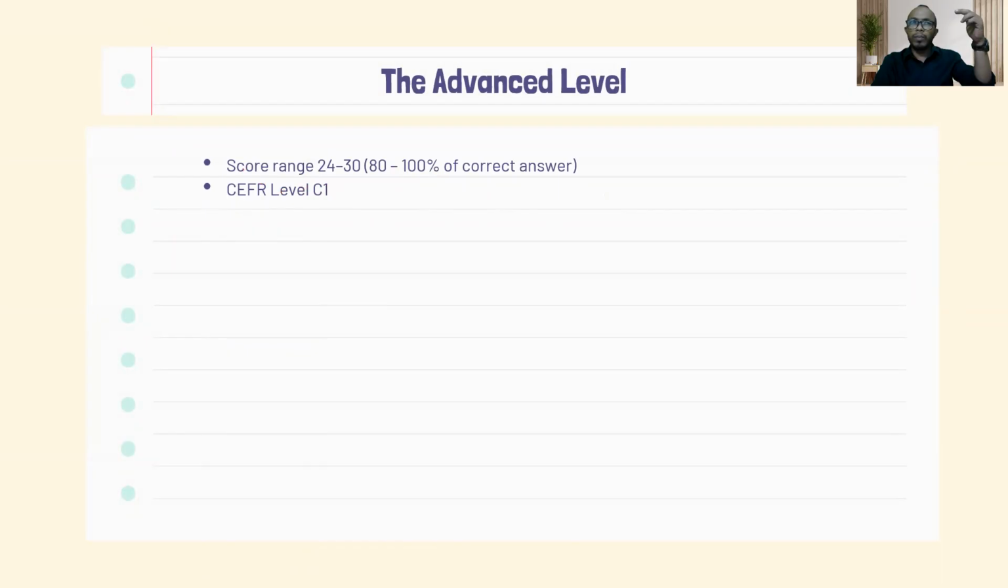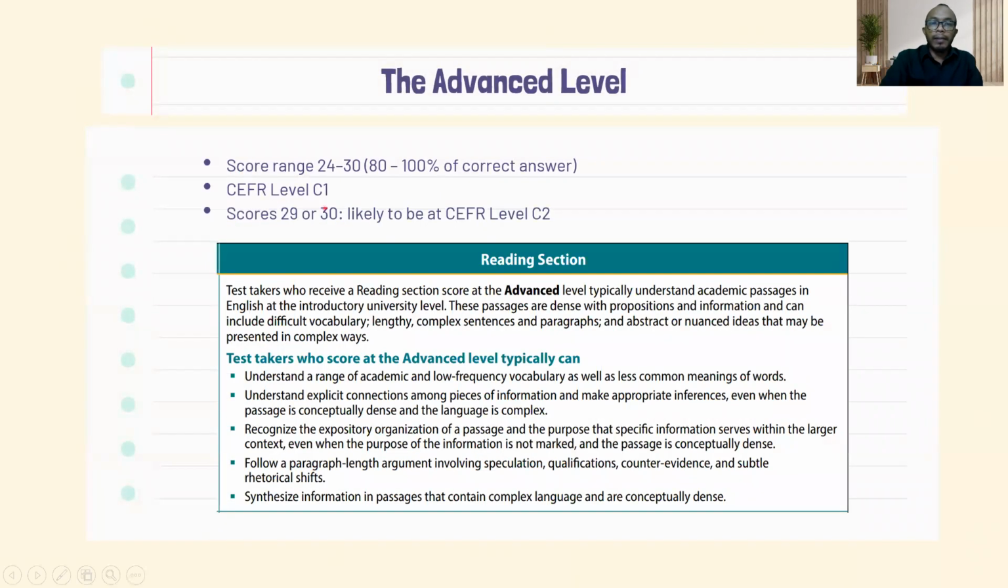It's the second level from the top. So it's starting from A1 up to A2, B1, B2, C1, and C2. So C2 is the highest level, and C1 is the one under C2. And if your score is 29 or 30, then that may mean that you are likely to be at the C2 level. So what does this mean?